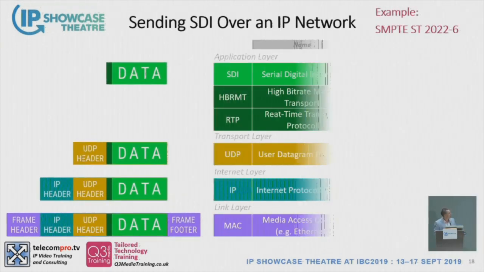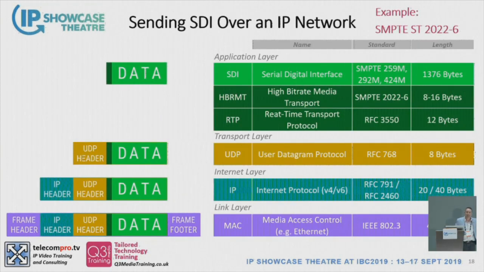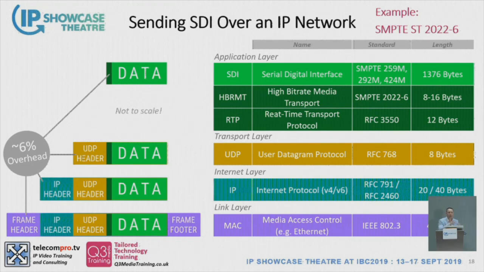So just to give you an idea of scale, because this diagram really is not to scale, this is a breakdown of what's in the header and the number of bytes it takes up in 2022-6. You can see from the numbers on there that it's definitely not to scale. All of those headers work out to about 6% overhead for the data, so the data is much larger than the diagram shows.